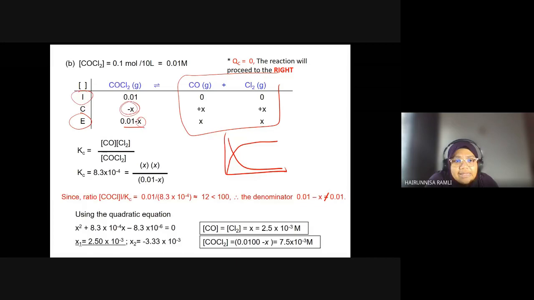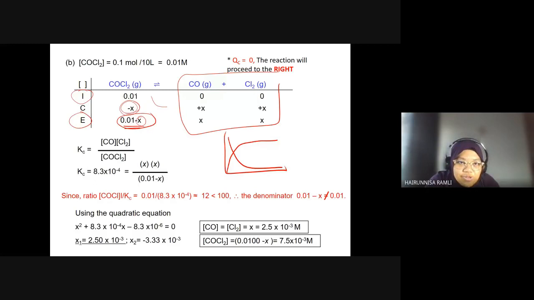Kan? So 0.01 minus X ni, dia akan menurun kan? Menurun. So of course lah, at equilibrium, adakah dia akan sama dengan 0.01? Taklah kan? Adakah dia akan lebih besar daripada 0.01? You dah tolak, tiba-tiba dia lagi besar. Just tak logik. So that's why you akan ambil positive value. Kalau you ambil negative value, maksudnya you akan kira apa? 0.01 minus minus 3.33 times 10 to the power of negative 3. Minus minus jadi positif. Betul? That's why you akan dapat lebih besar. That's why lah kita tak ambil negative.